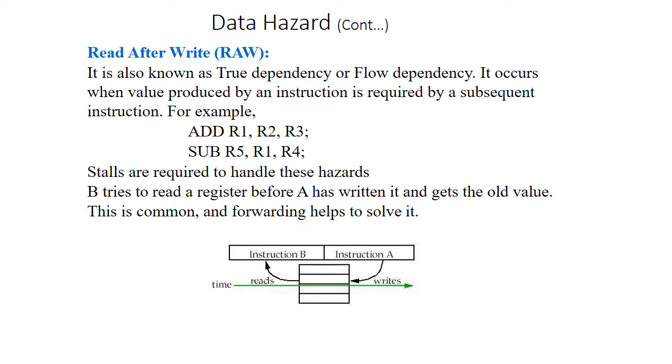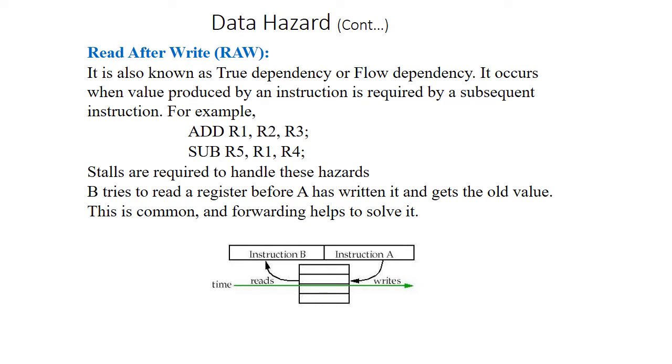and in the second instruction you can see a subtract instruction. So the R4 register will be subtracted from the register R1, and finally the subtracted value will be stored at R5. But the second instruction cannot execute the subtraction because firstly the value of R1 needs to be written by the addition instruction. So it is the example of read after write. That means here you need to write first and then you can read. So it's also required to handle this hazard.